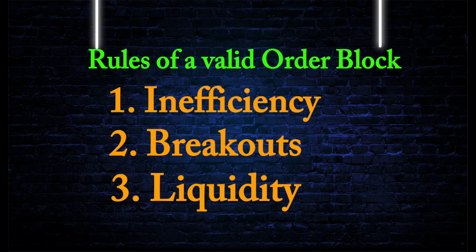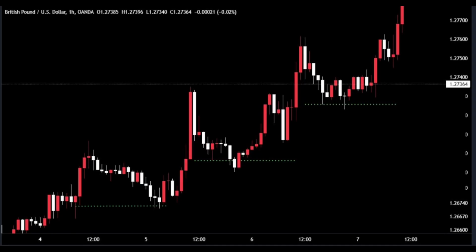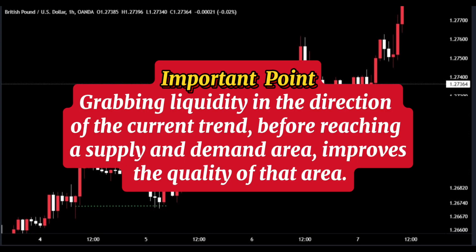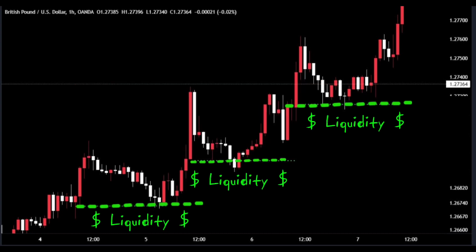Now we're going to be looking at the third rule of considering a valid order block. Liquidity is where the stop losses reside. And when you combine the liquidity concept with order blocks, it enhances your understanding of market structure, it provides valuable information for strategic decision making, and it gives you the opportunity to take better trades.